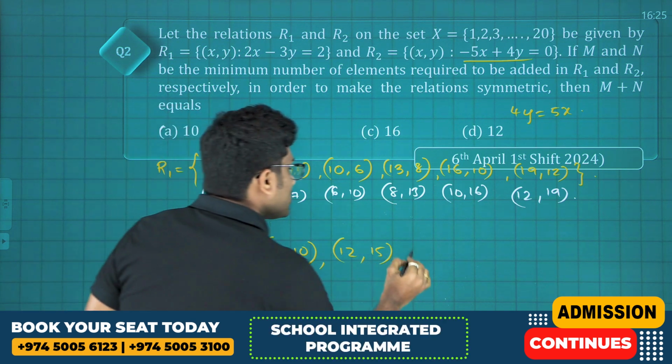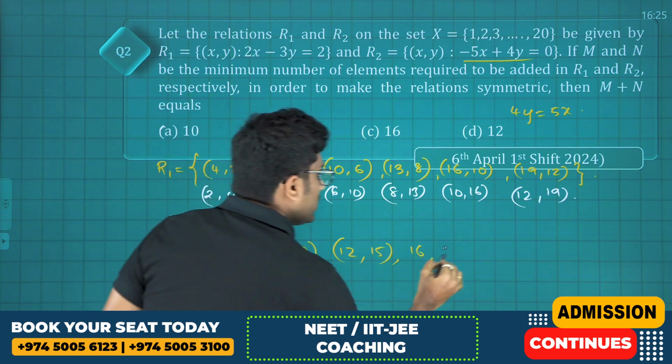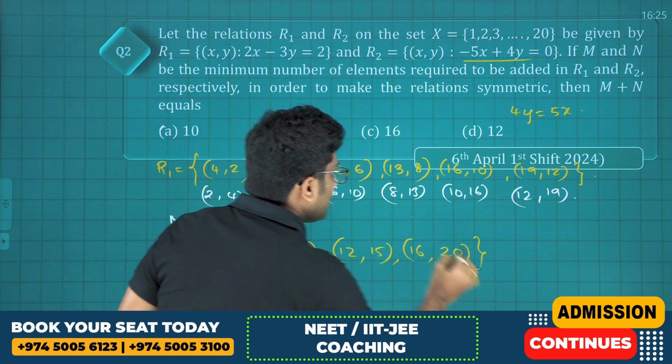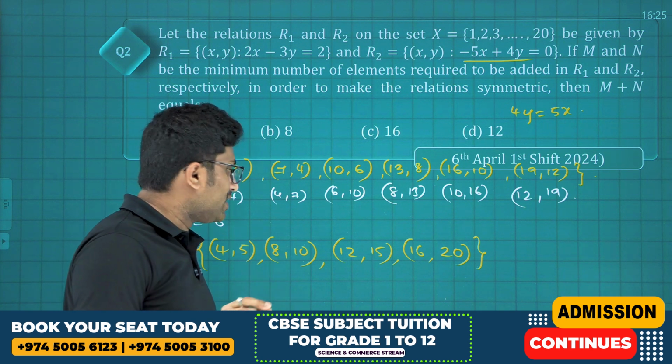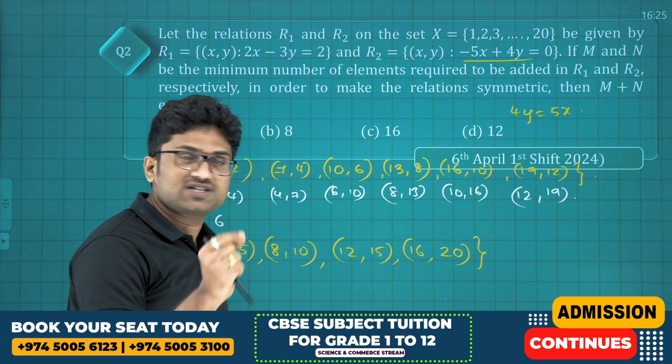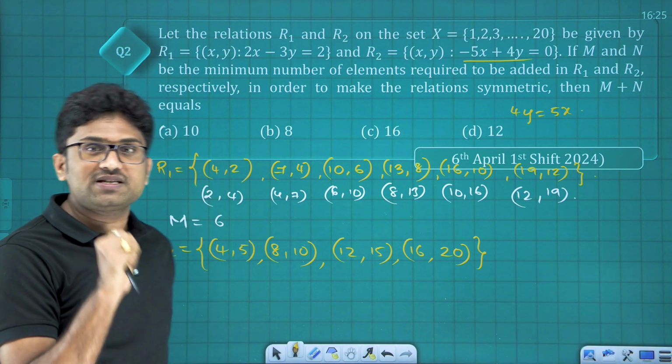Next, 4 4s are 16, 5 4s are 20. So these are the 4 elements in R2: (4,5), (8,10), (12,15) and (16,20). Now we have 4 elements in R2.